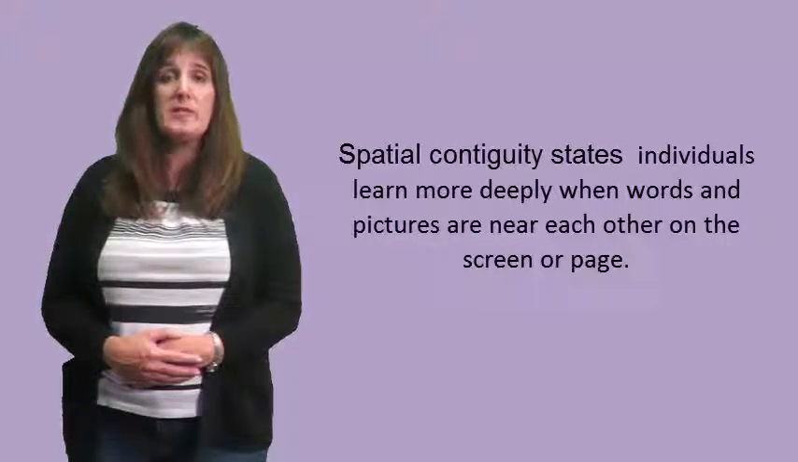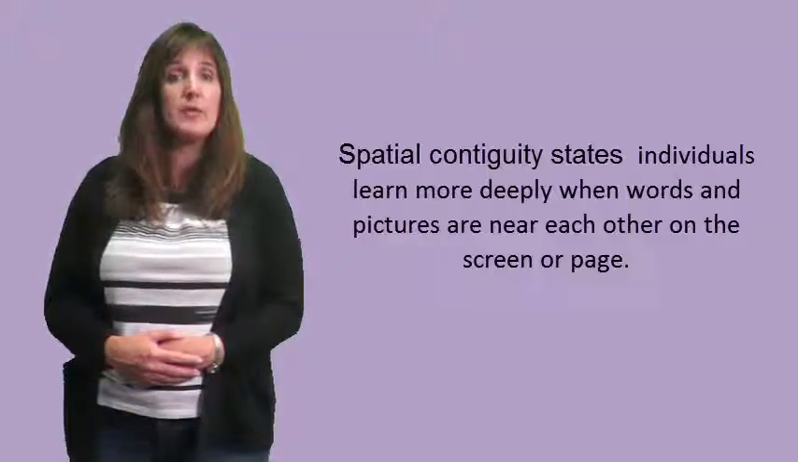The last principle is spatial contiguity. This principle states that individuals learn more deeply when words and pictures are near each other on the screen or page. The use of spatial contiguity directs the learner's attention towards the essential information in one place and then decreases the extraneous cognitive load because you don't have to scan between pages or back and forth or spaces looking between words and pictures. This makes the processing resources directed towards the essential material, resulting in the working memory doing its job and thus leading to meaningful learning results.